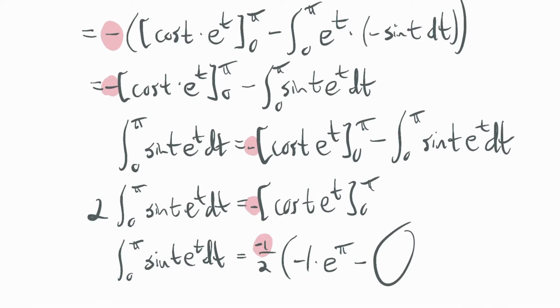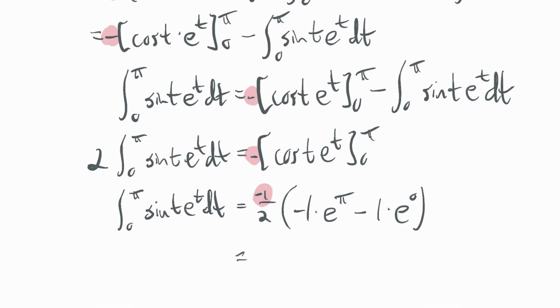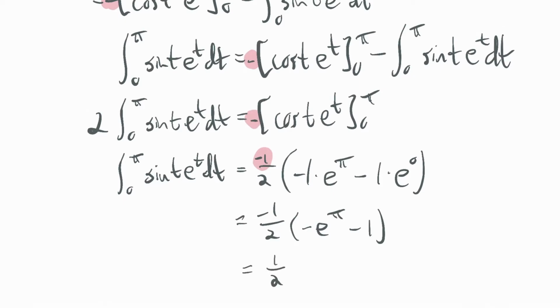So here we'll evaluate at 0. So cosine of 0 is 1 times e to the 0. Okay. So this equals -1/2 times, well, negative e to the pi minus 1. So 1/2 e to the pi plus 1. So that is the area that we were looking for. Okay. And this is approximately, do I have a decimal approximation? I do, 12.070.